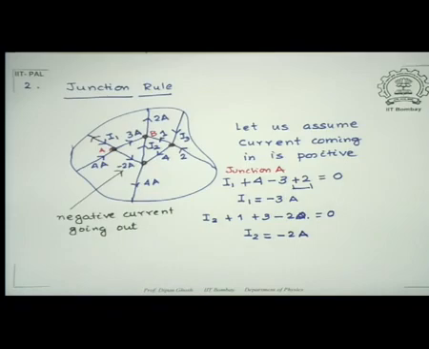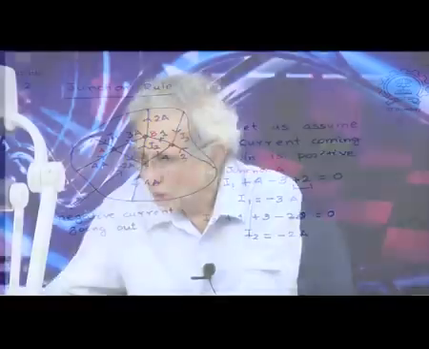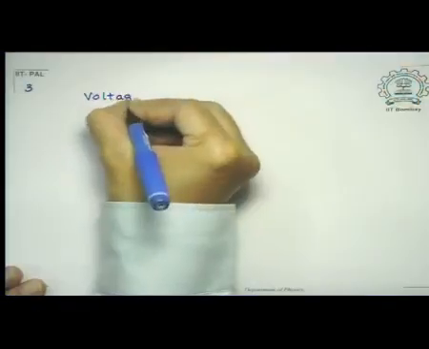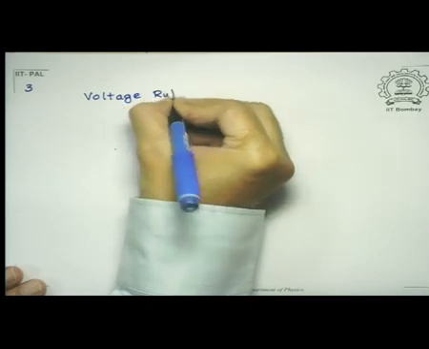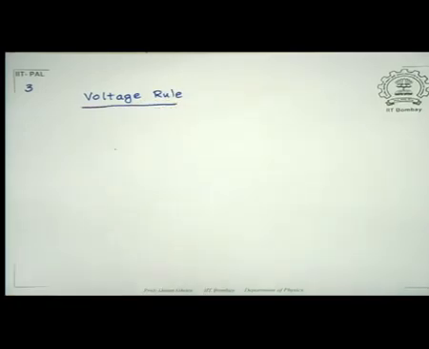So once again, the minus sign simply indicates that the direction, as we have assumed in our example, should have been actually opposite, but that doesn't matter because I have got the right sign there. So let me look at now the voltage rule. Actually, the junction rule is very easy to implement. It is the voltage rule where you have to be a little careful, nothing so special, but a little careful.